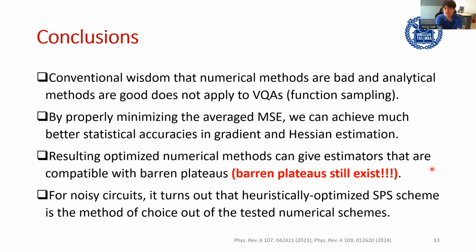And so what we should really do is to minimize the averaged mean square error properly, and we can then achieve better statistical accuracies for the estimation. These estimators are also compatible with the barren plateaus. I do not claim that the barren plateaus are removed. They still exist, and we still have to do something about it. And it turns out that for noisy circuits, the SPS scheme is the strategy of choice out of all the tested numerical schemes. And with that, I thank you for your attention.